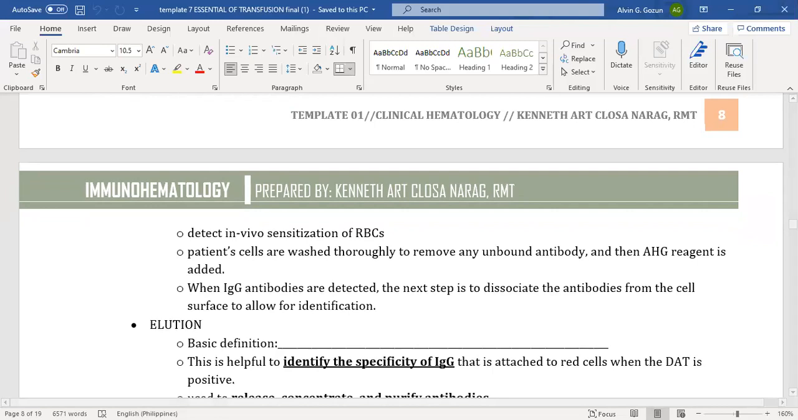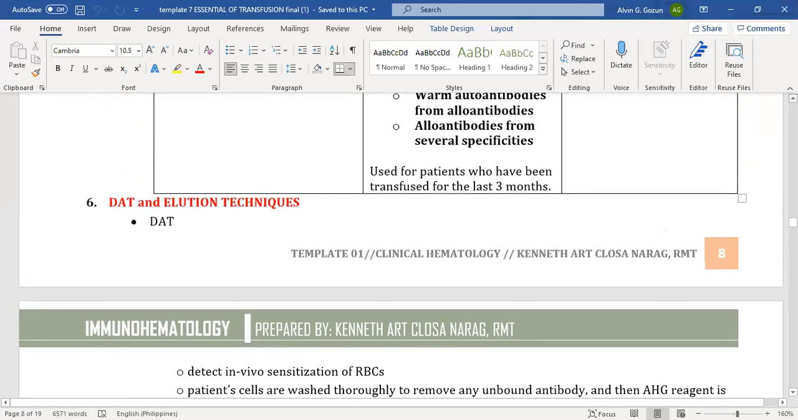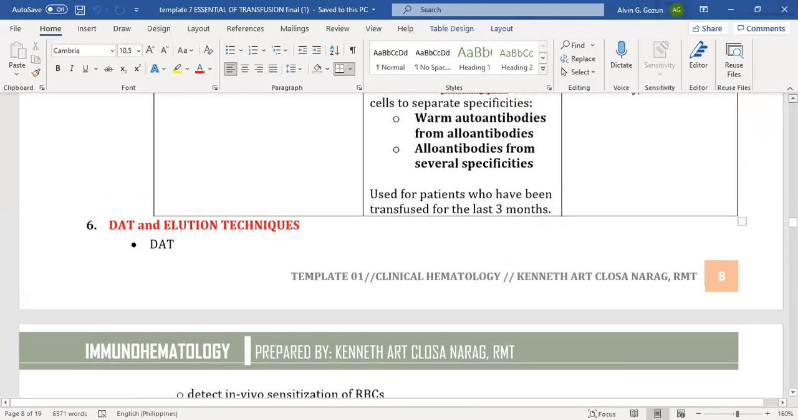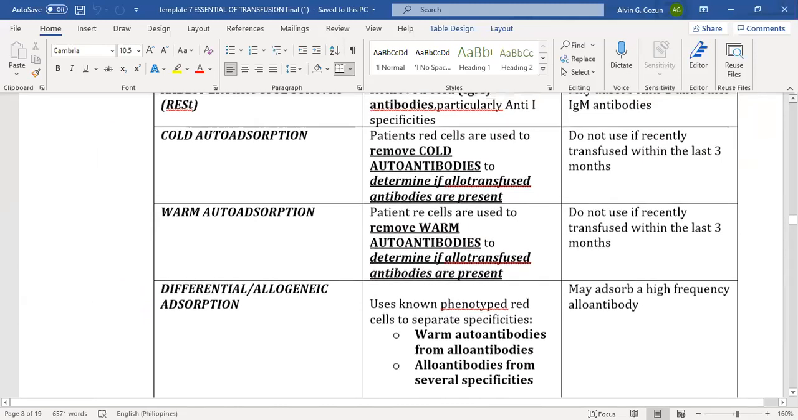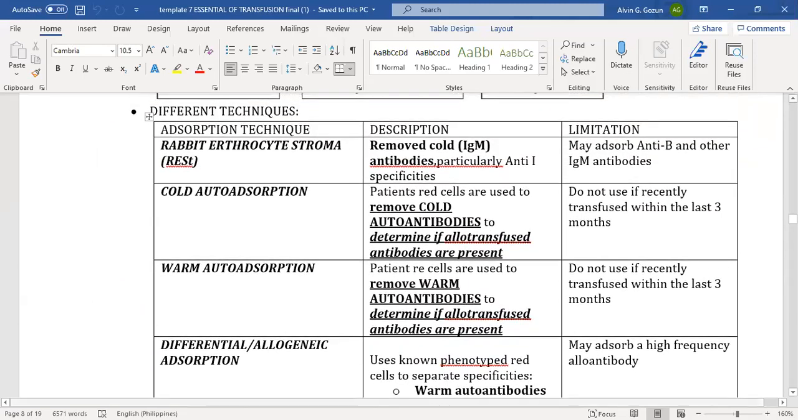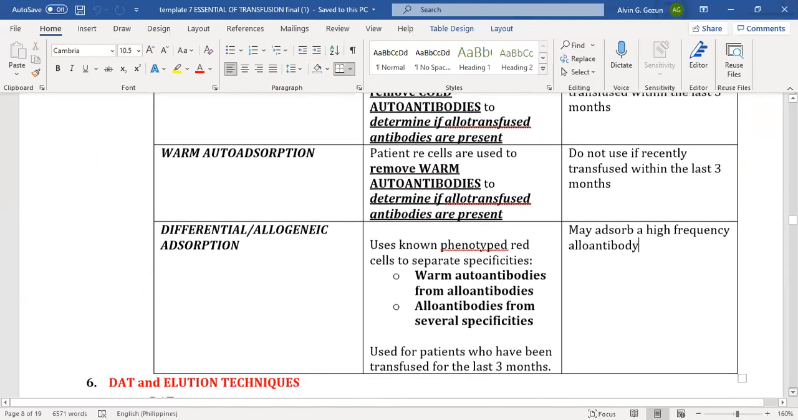Unlike guys, doon sa adsorption technique kasi part nung technique, yung kailangan mo siyang ipa-attach sa antigen na nasa serum para matanggal siya. Okay, that's the difference. That's the difference of adsorption and elution.